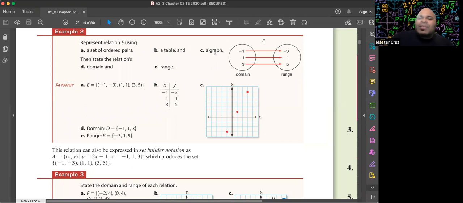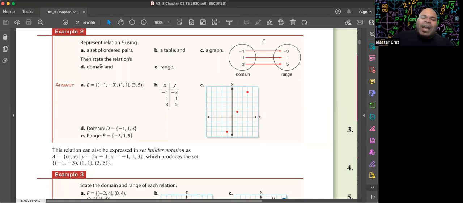C says represent it as a graph. Well, I'm going to graph two of them. I'm going to graph (-1, -3). So -1 is the x value. So I'm going to the origin and I move 1 to the left. And then I'm not done yet because I have to move 3 down: 1, 2, 3. So this point down here is the first point. And then (1, 1), you just move 1 to the right, 1 up. That's my second point. So that's how you could represent it.